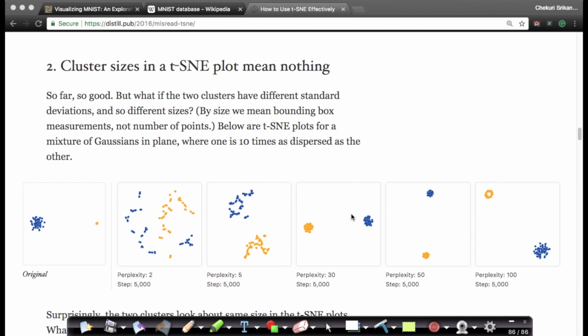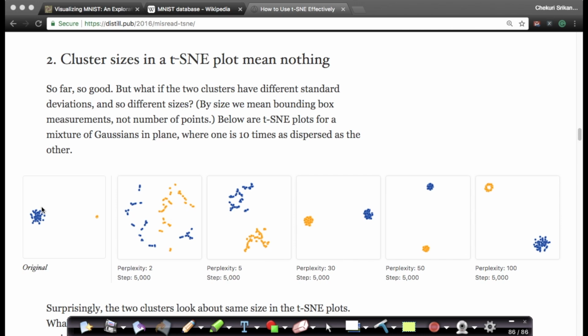Now comes a scenario like this. Imagine that I have 50-50 points. I have 50 blue points here, and I have 50 orange points here. These orange points are very, very dense because I've packed all my points in a very small area. So this cluster size is small, because the variance is small here. These other points are sparse.